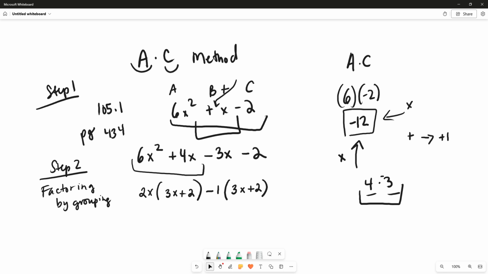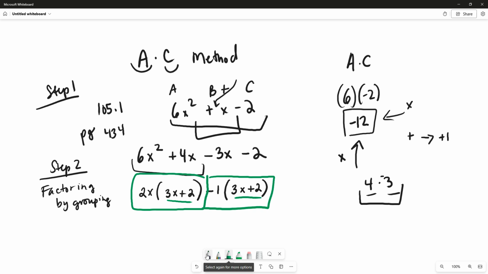Now we can look at these two terms and see what they have in common. What does this term have in common with this term? Well, they both have a 3x plus 2. So 3x plus 2 is what we can factor out. After we factor that, what do we have left? We have 2x minus 1, so that's our other factor. And that's all we need to do for this problem.